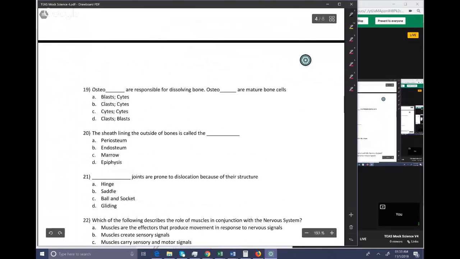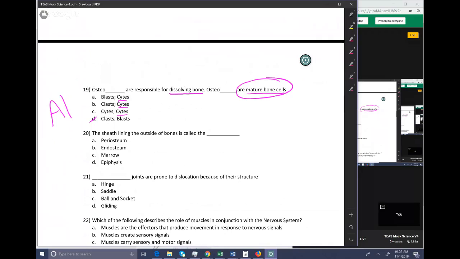19, osteo what are responsible for dissolving bone, and osteo what are mature bone cells. That is from Anatomy 1. Again, you could go in either order. I think I did this one with the mature bone cells first because I know that that's cytes. In this particular case, that didn't help me out too much. It only got rid of one choice for me, but it's a start. So then I need to decide what's responsible for dissolving bone, and that would be the clasts.